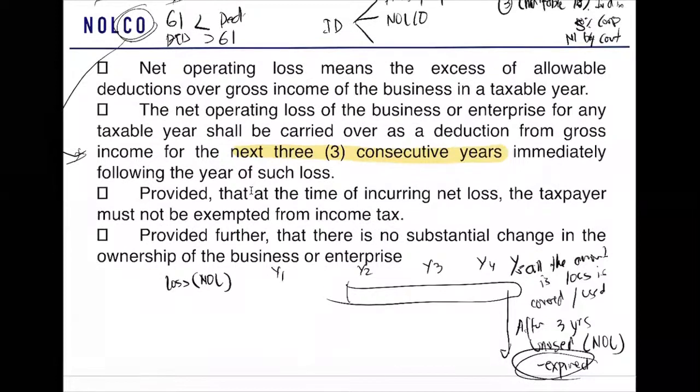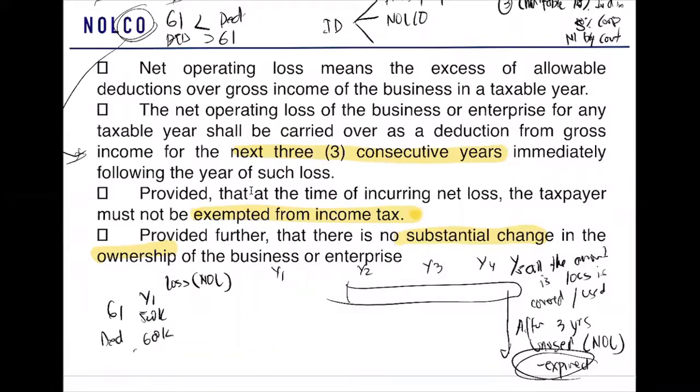So again, net operating loss, we have here deductions greater than your gross income. You can deduct it for the next 3 consecutive years immediately following the year of such loss, provided that at the time of incurring net loss, the taxpayer must not be exempted from income tax. And further, you must not change the ownership over the business. So for example, year one, gross income is 500,000, and the allowable deductions is 600,000. So we have here net loss of 100,000.